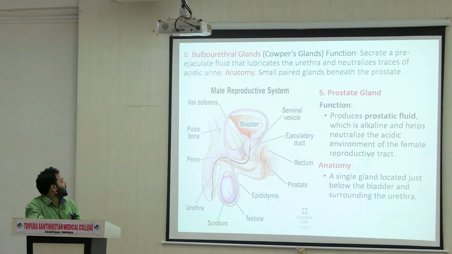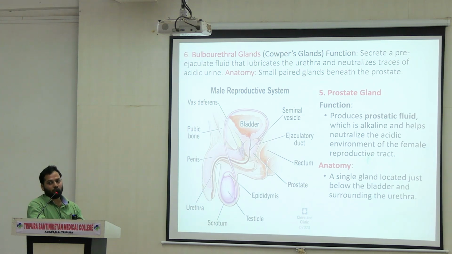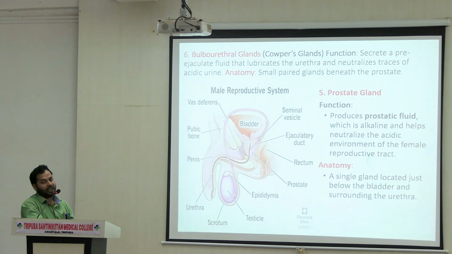It secretes a pre-ejaculatory fluid, right, that lubricates the urethra and neutralizes traces of acidic urine. So this is the urethral canal. This urethral canal basically involves two functions: release of urine along with the release of ejaculatory fluid. So these bulbourethral glands mainly secrete pre-ejaculatory fluid that lubricates the urethra, as well as neutralizing traces of acidic urine.